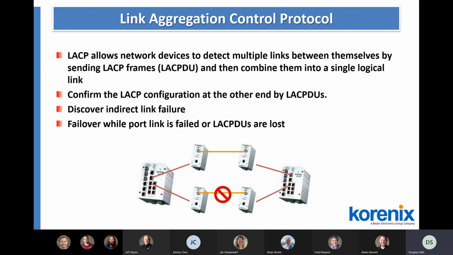And also it confirms the LACP configuration at the other end is well finished by the LACPDUs. This function is also used to discover indirect link failures. So we can use that to fail over while the port link has failed or LACPDUs are lost.